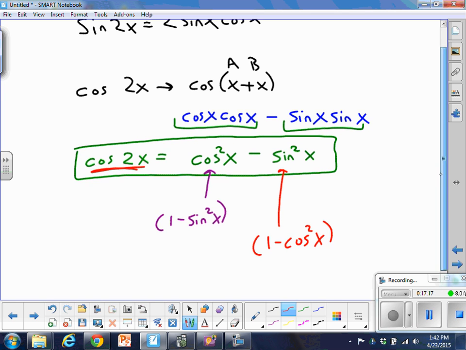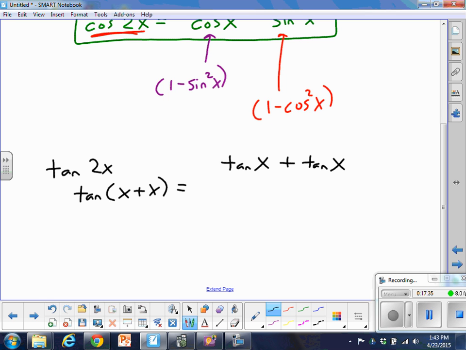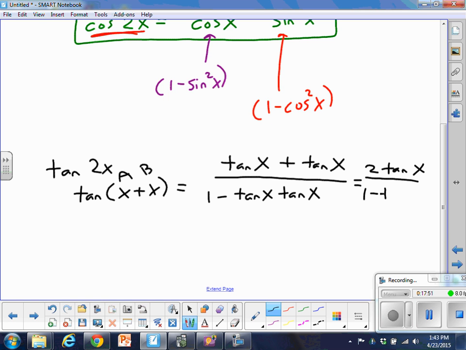Okay, and then finally the tangent one, just to finish everything up. The tangent one, I'll show you that one real quick. Again, same thought process, x plus x. The tangent rule is always tangent of the first plus tangent of the second over 1 minus those tangents multiplied together. Again, this is when a and b are both the same. And you just algebraically get the numerator is 2 tangent x, the denominator is 1 minus tangent squared x. And that's your double angle for tangent.